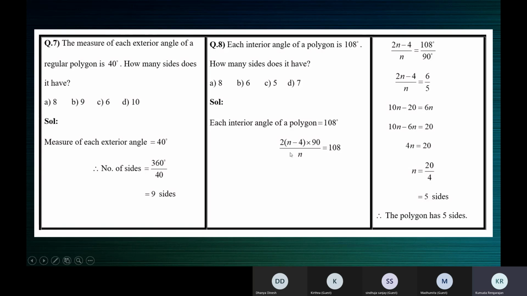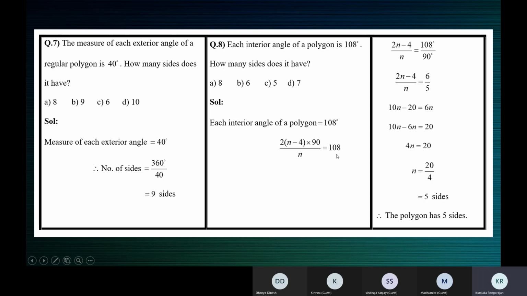I hope you understand, children. Tell me yes or no. The other formula, yes, (2n minus 4) in brackets into 90. So by n, from here it's fine. Here I went wrong in placing this bracket. So this 2 is inside the bracket. So (2n minus 4) into 90 by n, each interior angle is equal to 108. So (2n minus 4) in brackets into 90 by n is equal to 108.